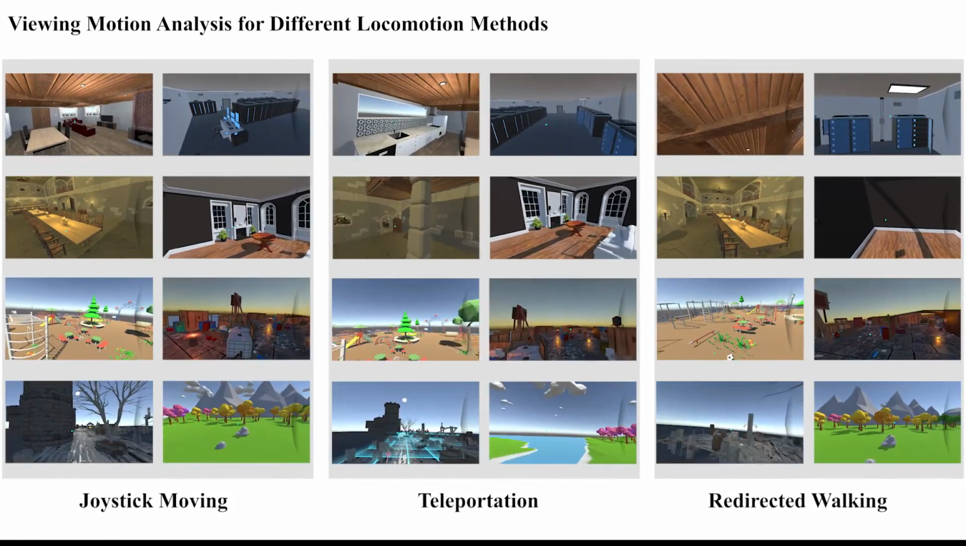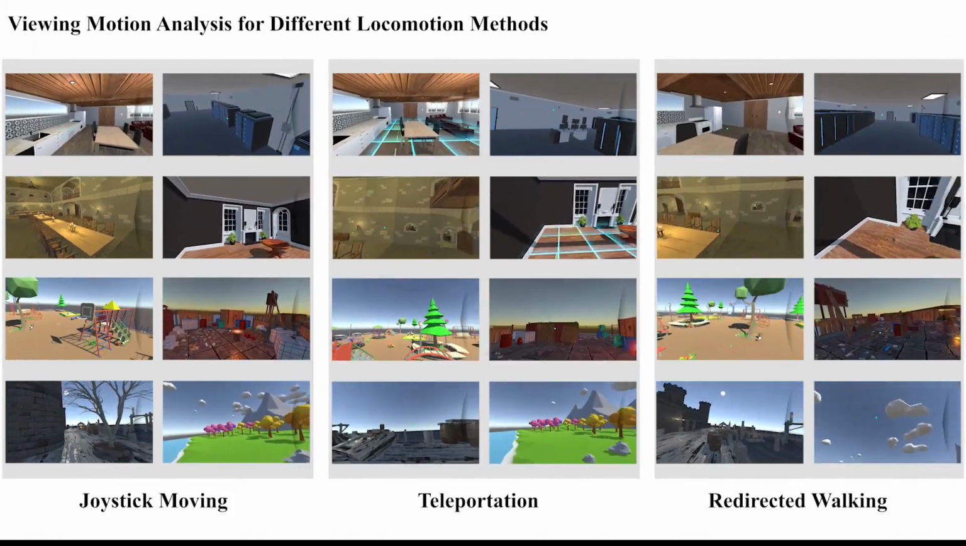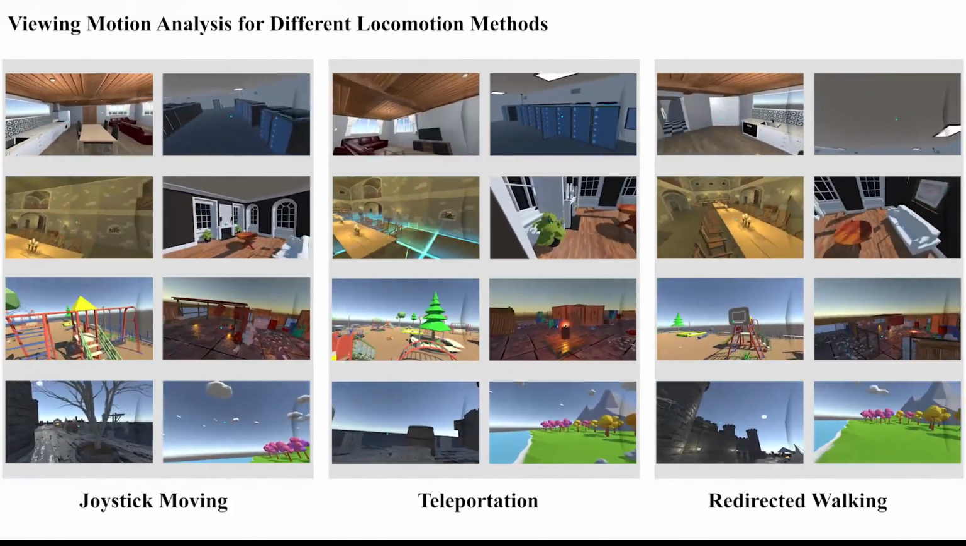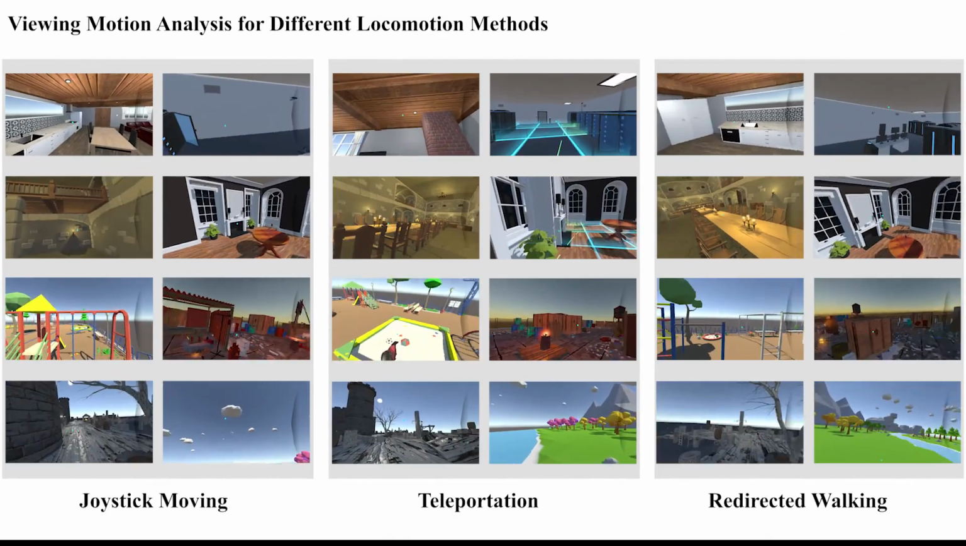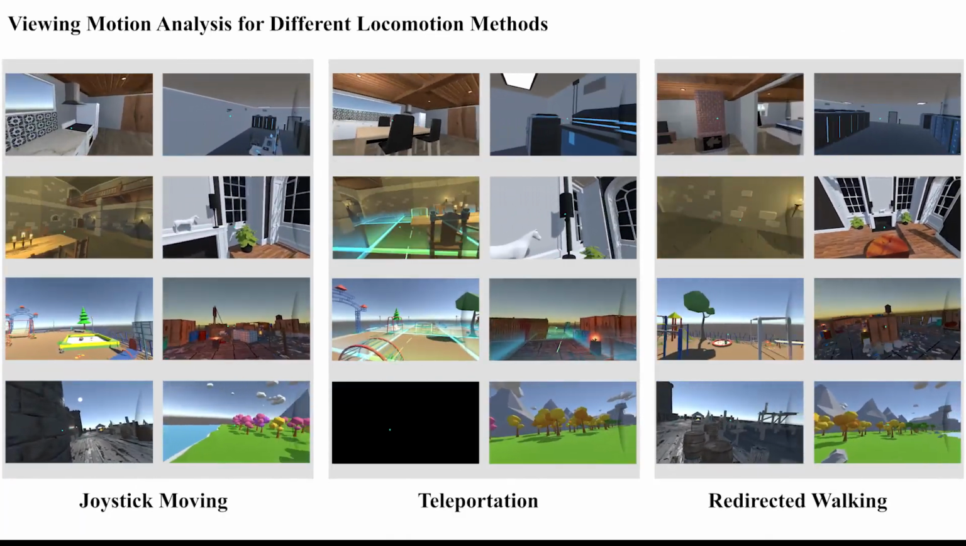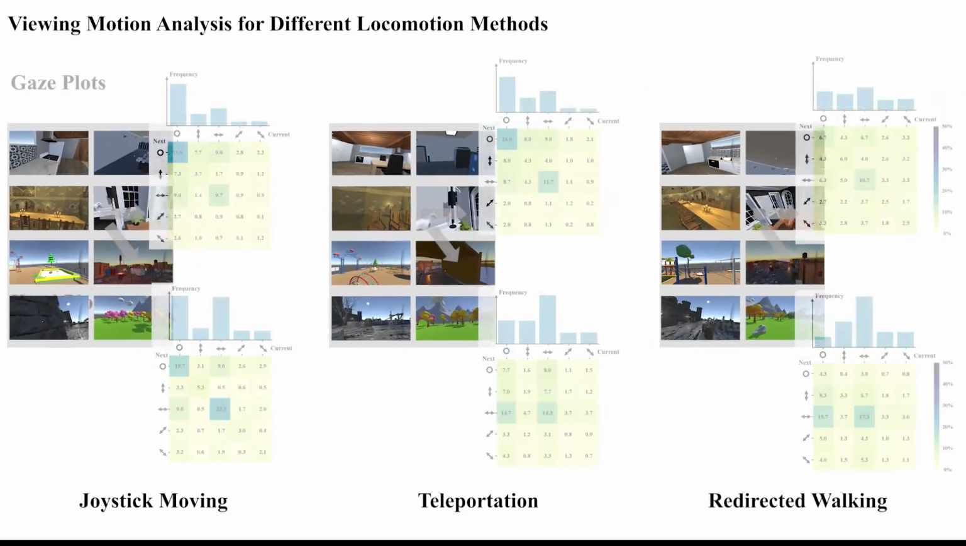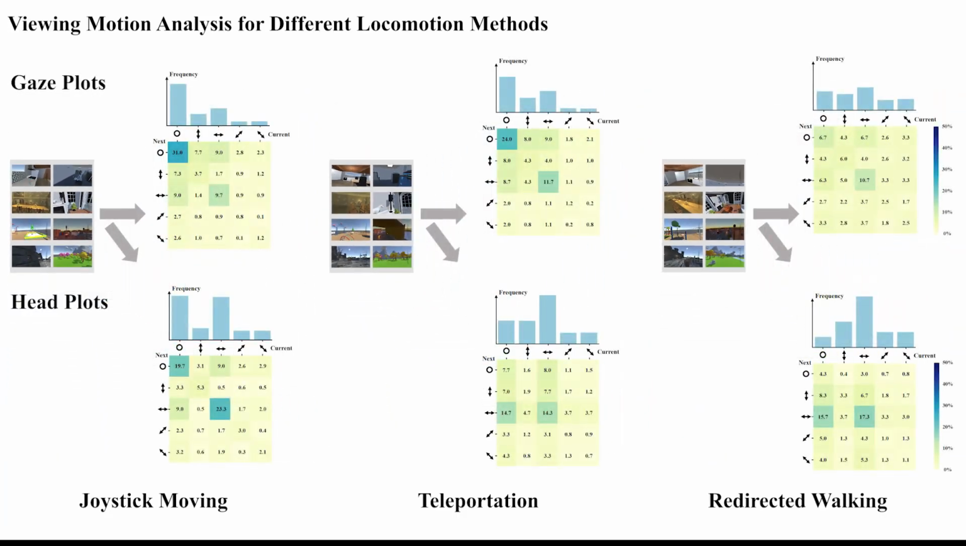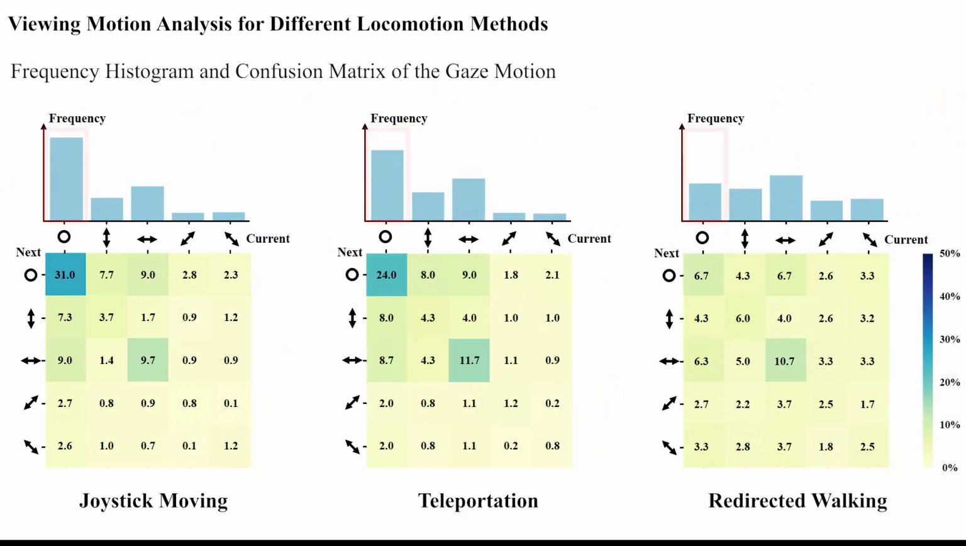We capture the user's gaze motion and head motion data when exploring VR scenes using joystick moving, teleportation, and redirected walking. Then we plot the frequency histogram and confusion matrix of the gaze motion under different locomotion methods. The frequency of gaze staying still is much lower under redirected walking than joystick moving and teleportation. And the gaze motion is not in static state frequently under redirected walking.